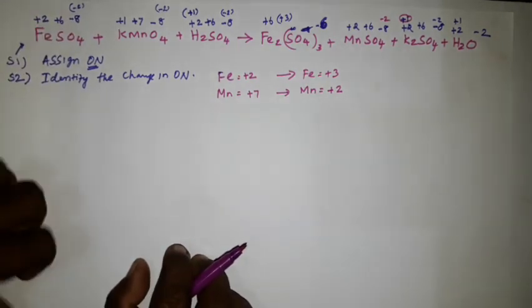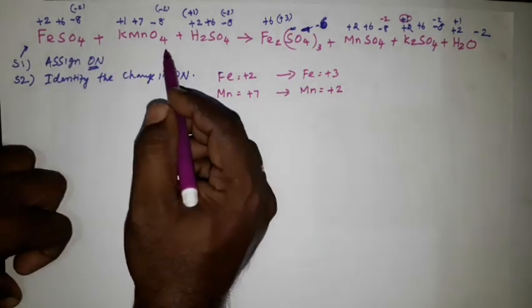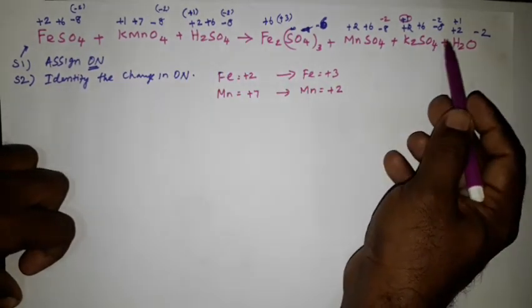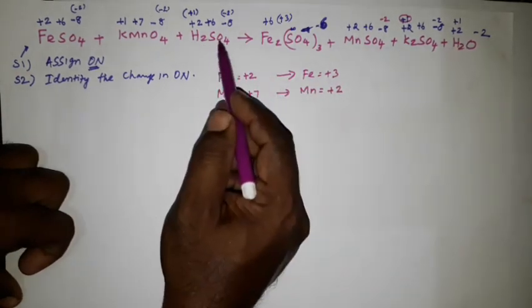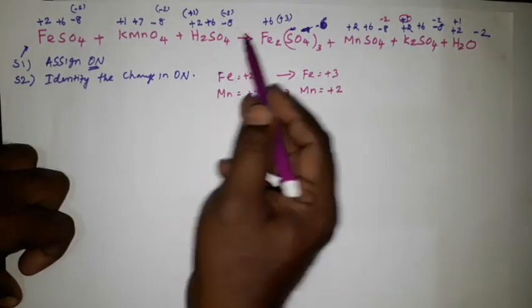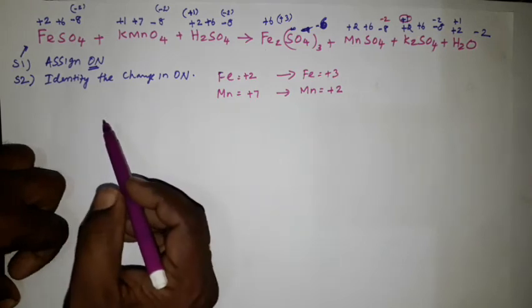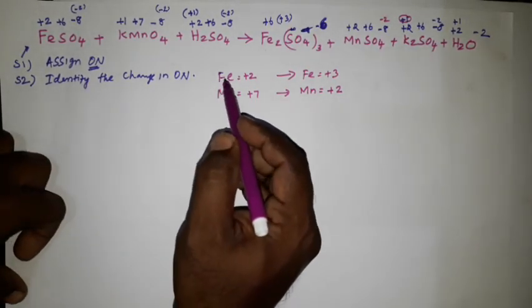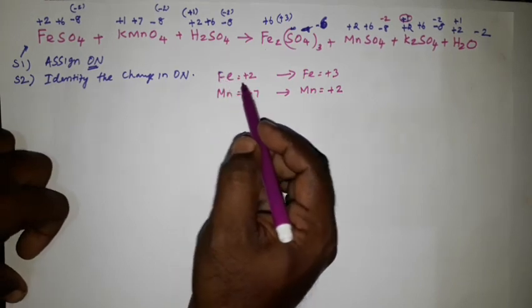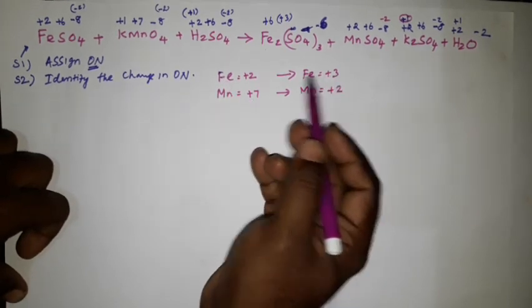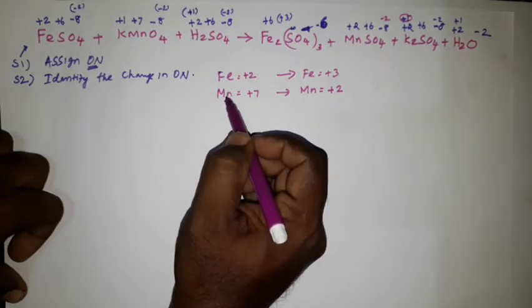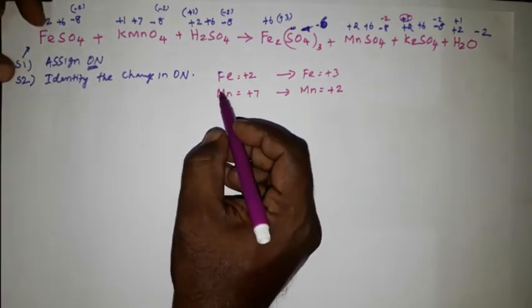Next one, oxygen we already calculated. Now hydrogen, the reactant side plus 1, then product side also plus 1. Then sulfur, oxygen, we already checked. So that's all. So we have identified there are 2 atoms which show change in oxidation number. They are iron and manganese, Fe and manganese. Clear? Then step 3.